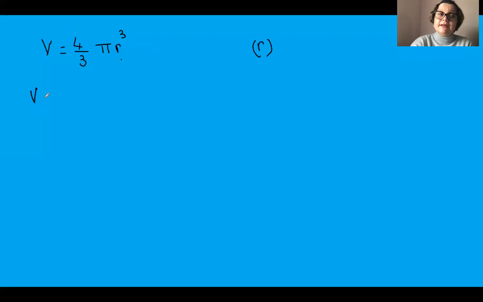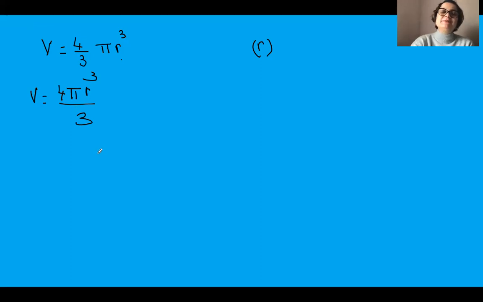Or I can rewrite this formula. This could be a lot easier for you. I can rewrite it like this, okay? So put the 3 under the denominator. It is exactly the same thing. So 4/3 of pi r cubed is the same as 4 pi r cubed over 3.